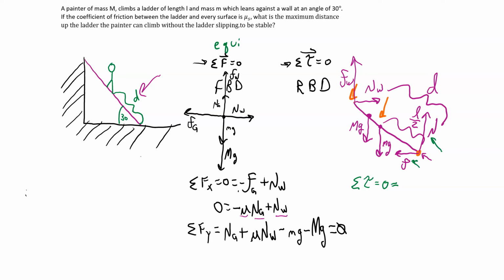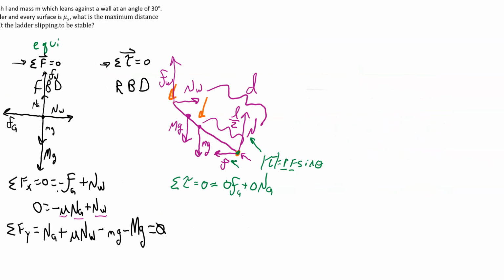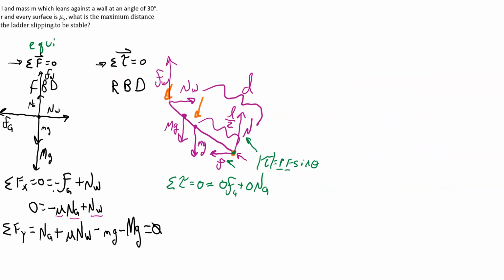You've got torque in general. Torque in general is RF sine theta. That's the magnitude of the torque, right? So R is the distance from the pivot to where the force is being exerted. In this case, there is no distance. They're both 0. So I would write 0 times friction from the ground plus 0 times normal from the ground. They don't really contribute anything, and that's one of the reasons I was saying it was nice to pick the pivot point there. Okay, next let's move to the next force, which is mg.